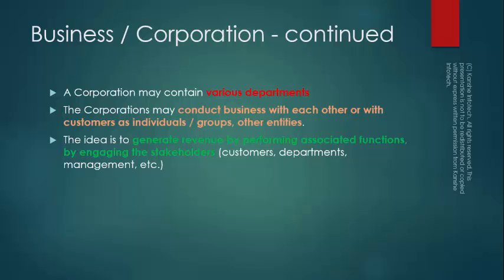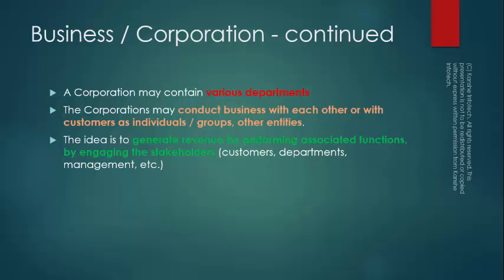The idea of a corporation is to generate revenue, make money. Again, the idea is to generate revenue by performing what? Associated functions by engaging the stakeholders. So, for example, doing sales to customers, like Walmart is selling you products. As a customer, you buy products from Walmart. So Walmart is doing the function, the associated function is sales. And they're generating revenue by that. They're making profit out of that. They're making money out of that by engaging who? You, the stakeholders, and of course the various departments.